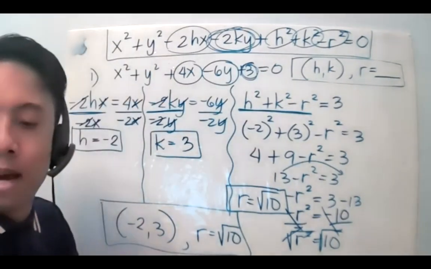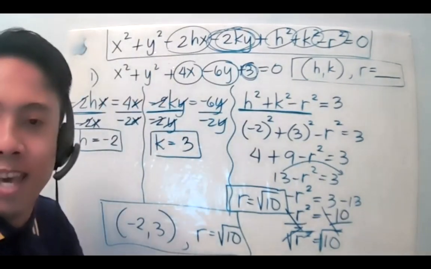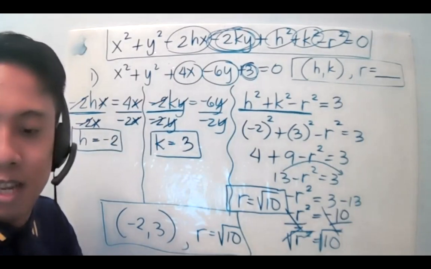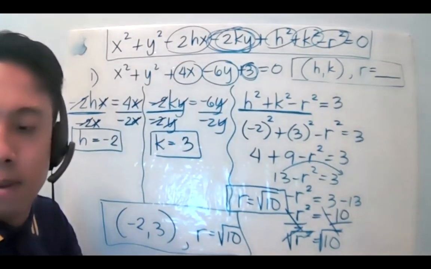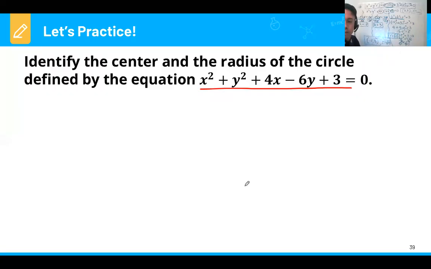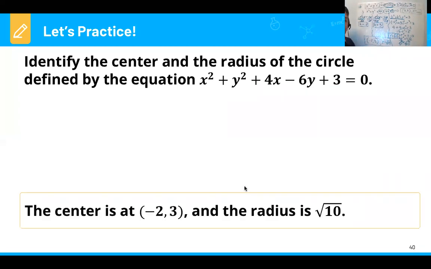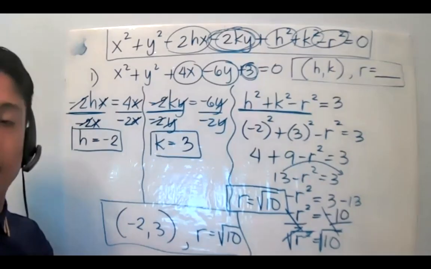Okay? Check natin, baka mali tayo. Check yung screen natin. Tingnan natin yung PowerPoint kung tama ang ating sagot. Again, ang sagot natin is negative 2, 3. R is square root of 10. Oh, okay, we have negative 2, 3. So we are correct. And of course, we have square root of 10 as our radius. We are also correct.